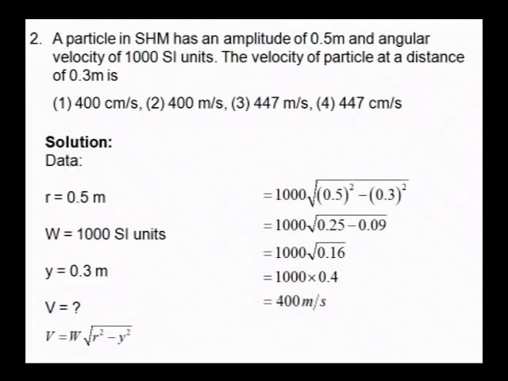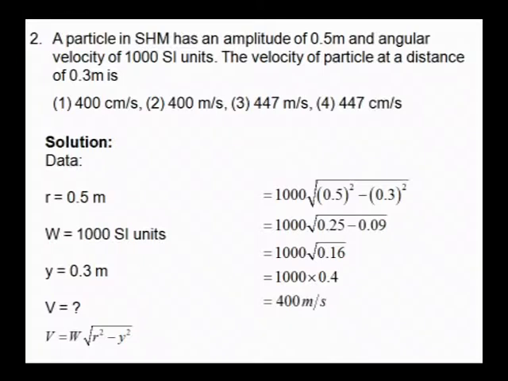The second problem: a particle in simple harmonic motion has an amplitude of 0.5 meter and angular velocity of 1000 SI units. The velocity of the particle at a distance of 0.3 meter is dash. So, it is a particle executing simple harmonic motion, and we will have to use the equations of simple harmonic motion to calculate its velocity.